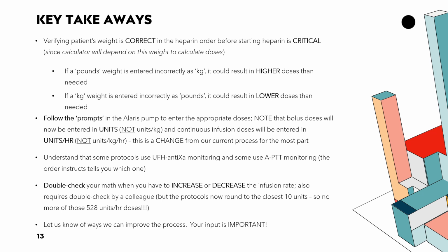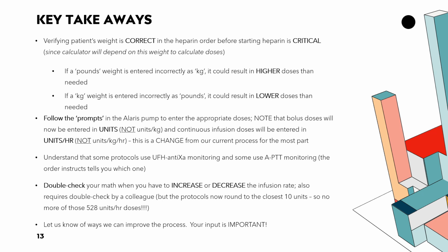Notice that bolus doses will now be entered in units, not units per kilogram. And continuous infusion doses will be entered in units per hour, not units per kilogram per hour. This is a change from our current process, but it is designed to decrease some of the confusion that exists between weight-based versus non-weight-based, especially in patients with acute coronary syndromes who may weigh more and then have to have the pump manually adjusted.